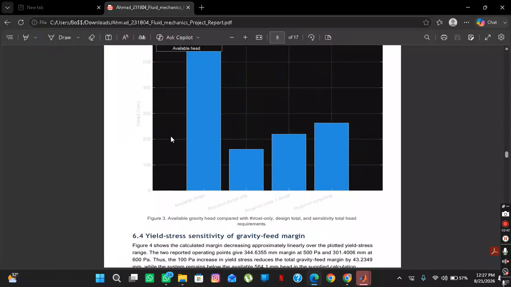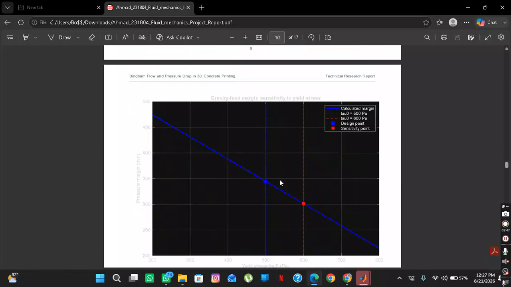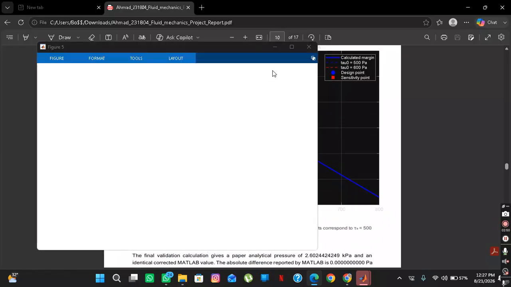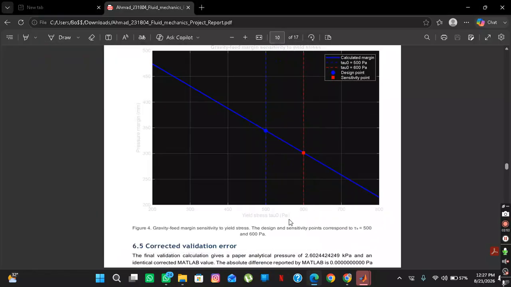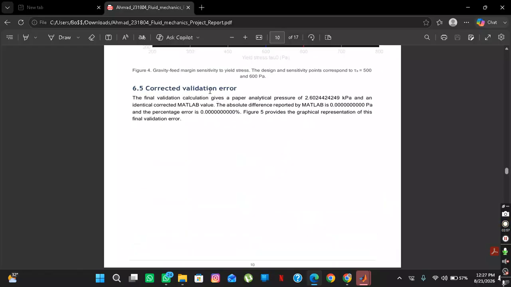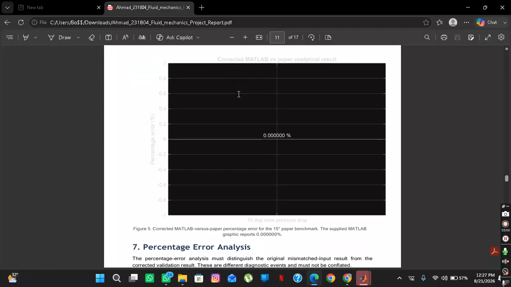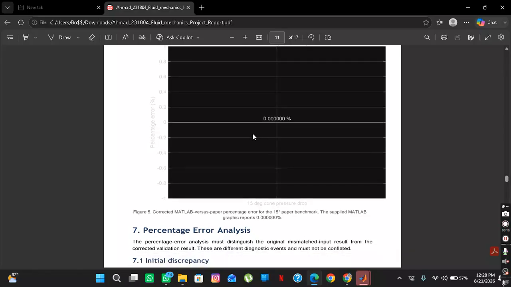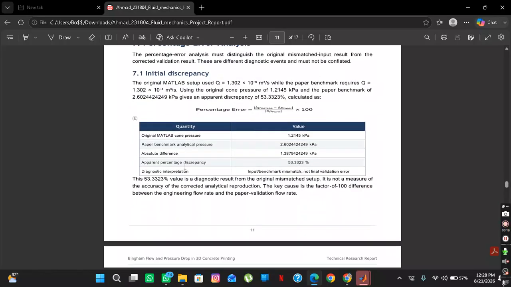Now here are the corrected validation errors. Now we have compared the output of the research paper and our MATLAB simulation, and we have the 0% percentage error between the output of the research paper and our MATLAB results. Now first we have got 53.3323% of percentage error, but we have reduced it to 0% by correcting, because this factor was causing the percentage error. 100 factor of 100% difference between the engineering flow rate and the paper validation flow rate.